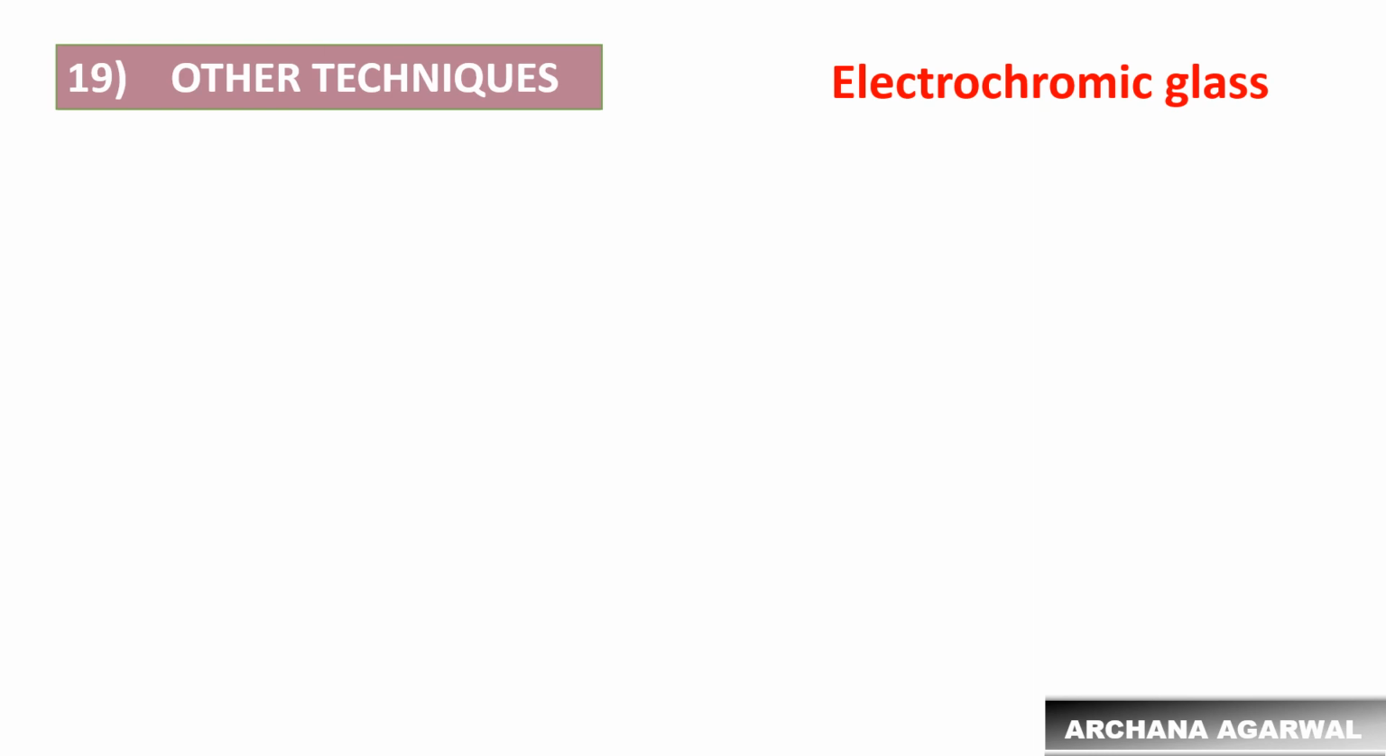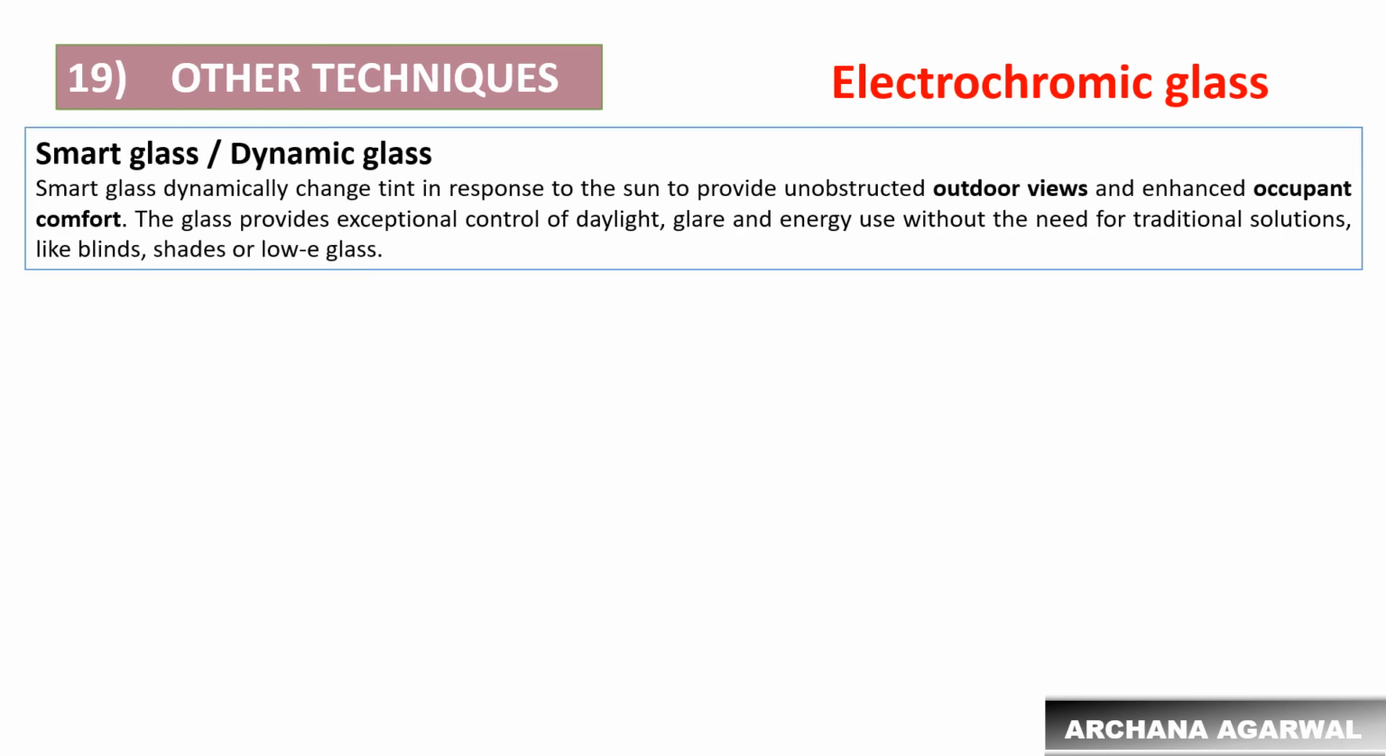Electrochromic glass can be used in the fenestration. It's also called smart glass. It dynamically changes the tint of the glass in response to the sun to provide outdoor view without obstruction, and it enhances occupant comfort. It also provides exceptional control of daylight, glare, and energy use without the need for blinds or curtains or even low E glass.